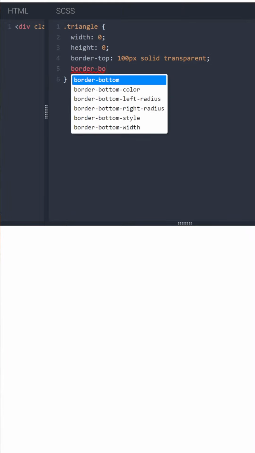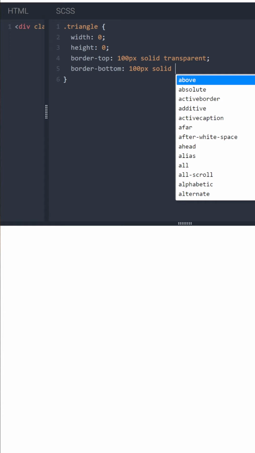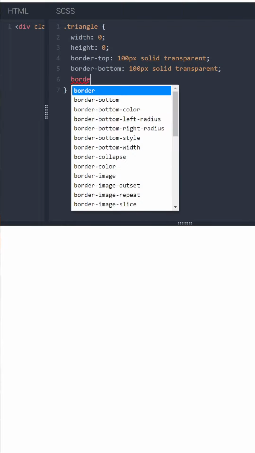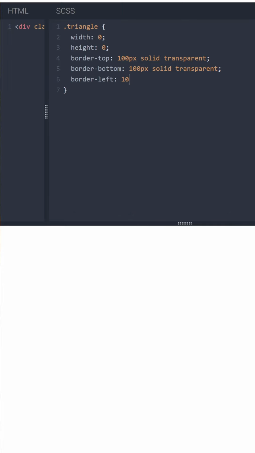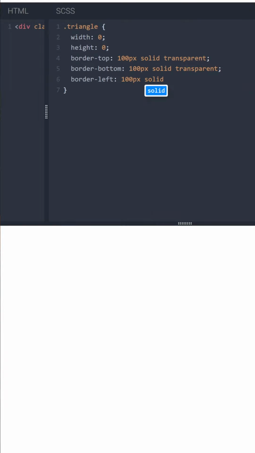and border bottom the same. And now border left, which will be our actual triangle, 100 pixels, solid green. And here it is, a triangle.